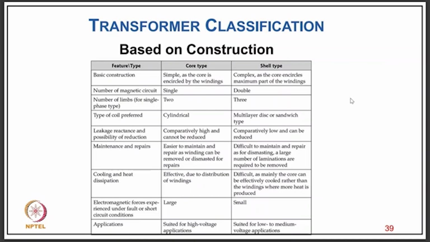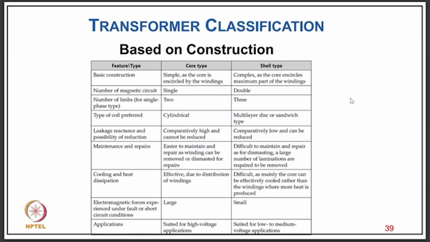The type of coil preferred is cylindrical in the core type, and in the shell type we prefer multi-layer disc or sandwich type, by which we can adjust the leakage reactance. Leakage reactance is comparatively high and cannot be reduced in the core type, but is comparatively low and can be reduced in the shell type transformer. Maintenance and repair is easy in the core type. In the shell type it is difficult to maintain and repair, and for dismantling, a large number of laminations have to be removed. Cooling and heat dissipation is effective in the core type due to distribution of winding, and difficult in the shell type because the core cannot be effectively cooled, rather than the winding where more heat is produced.